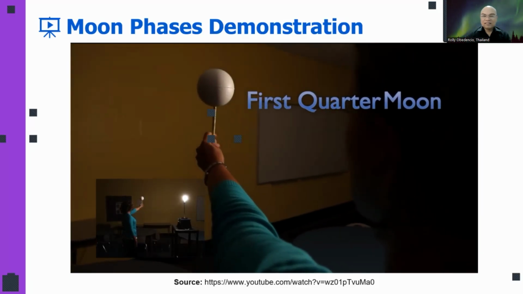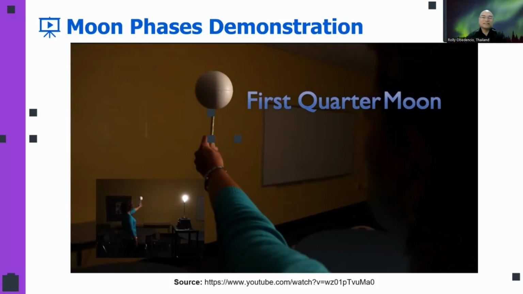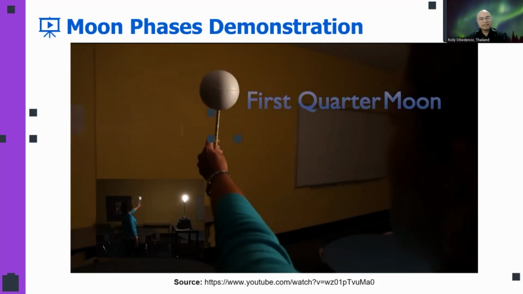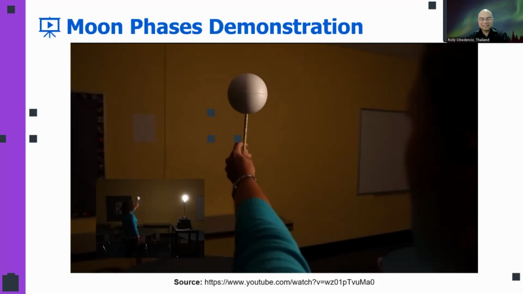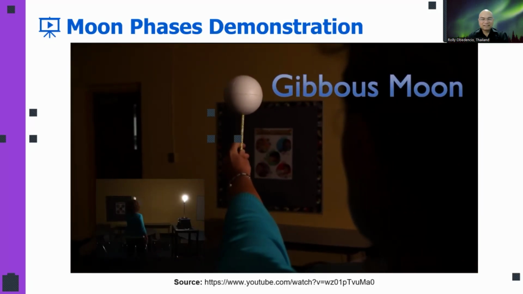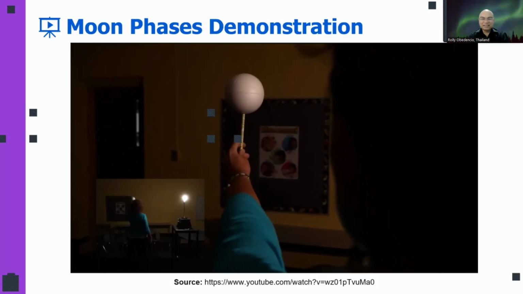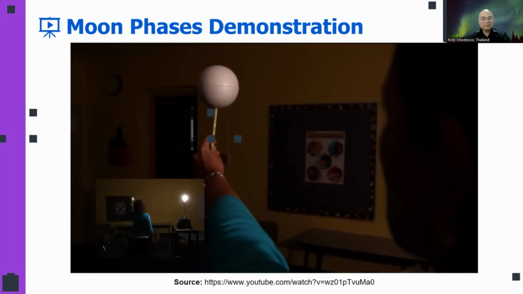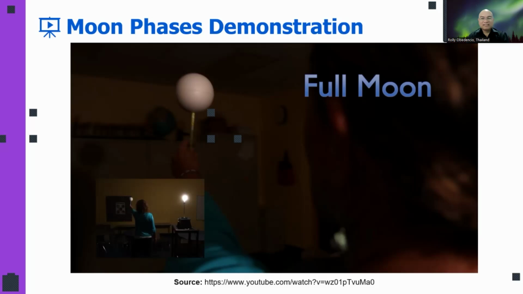We see half of the lighted half, which is a quarter moon, in this case, a first quarter moon. As we keep orbiting, we see almost the whole lighted side. We call that a gibbous moon. Then, when we can see the entire lighted half of the moon, that's a full moon.